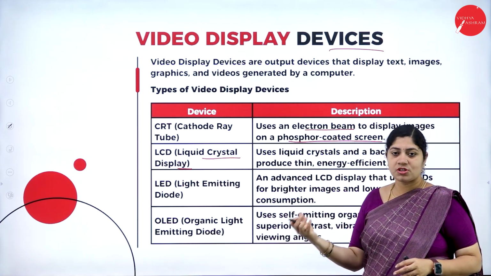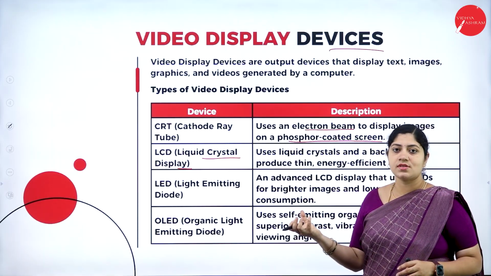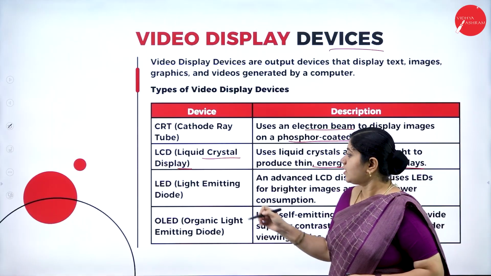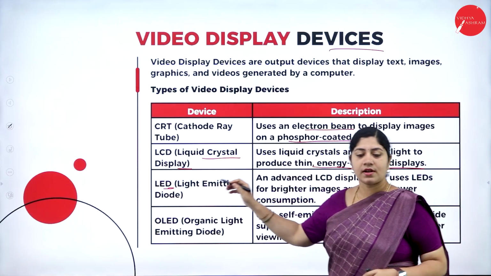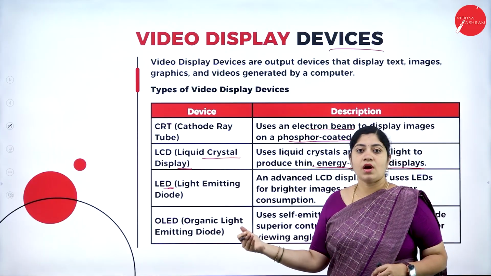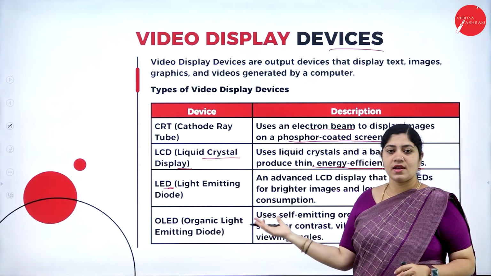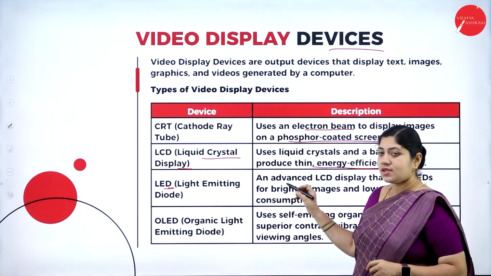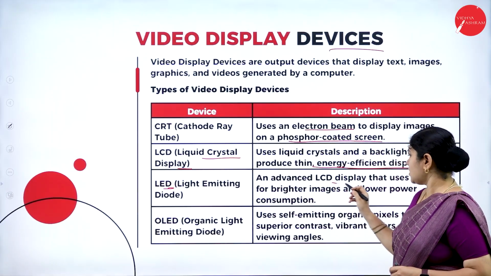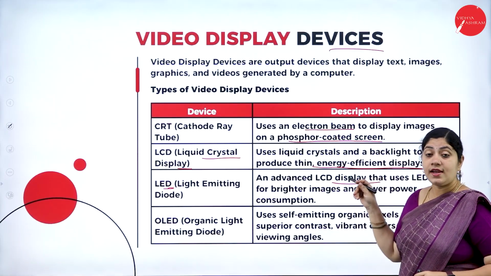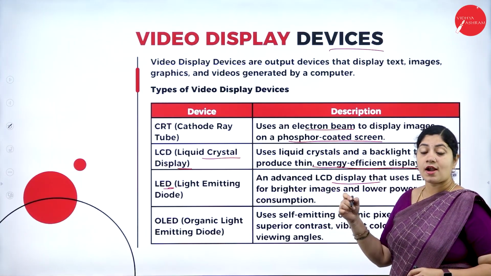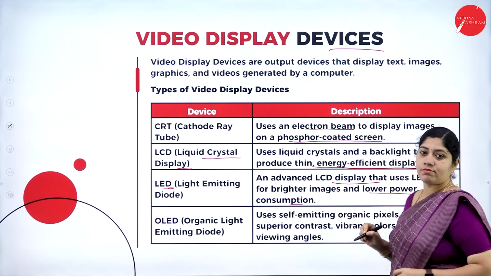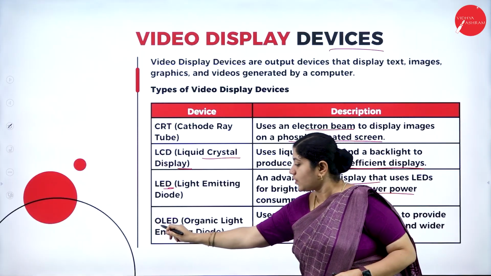So the LCD, as the name itself says, uses liquid crystals and a backlight to produce thin energy efficient displays. Clear? The next is LED, which is nothing but light emitting diode. So we all are using these LED lights, LED lamps, correct? Even the monitor screen is LED. So what is the use of this? It is an advanced LCD display that uses LEDs for brighter images, and also it helps in low power consumption. Alright, low power consumption.